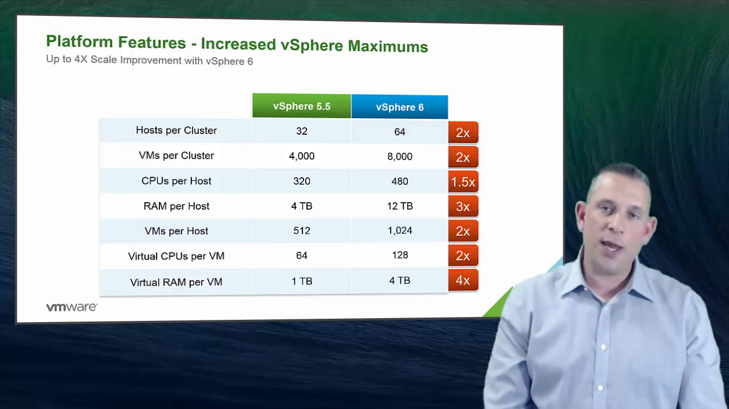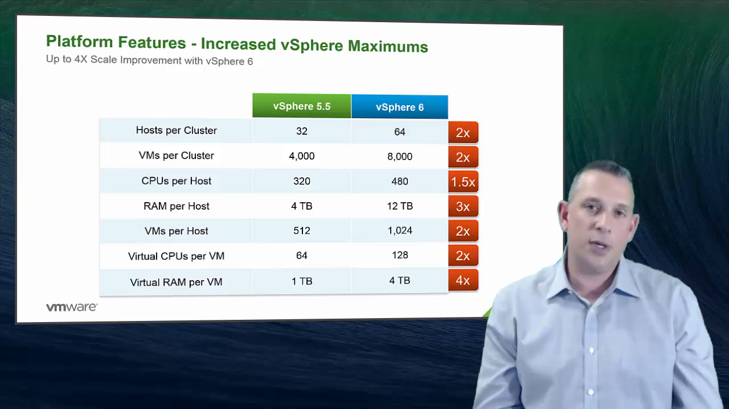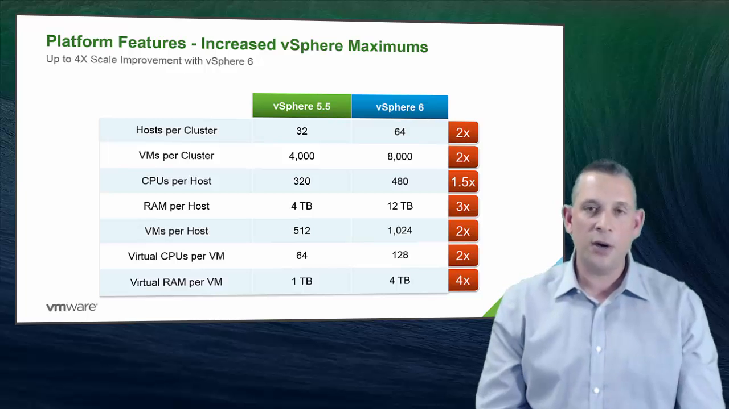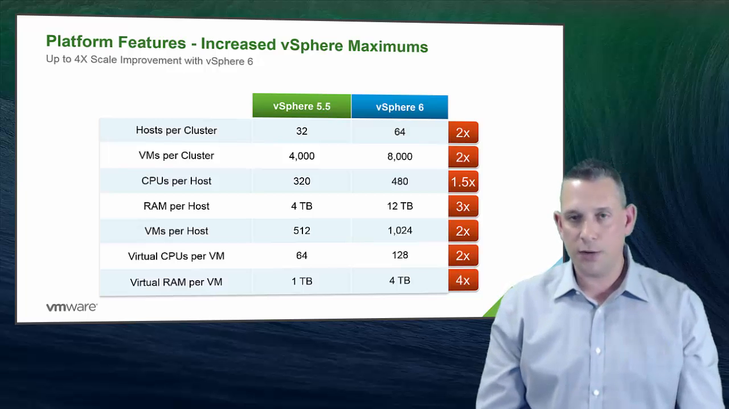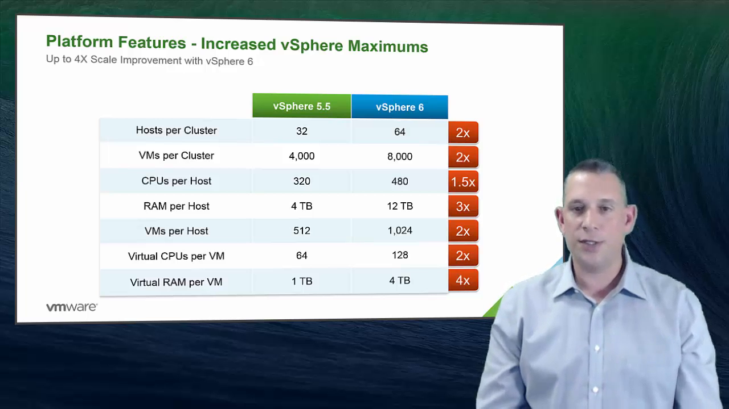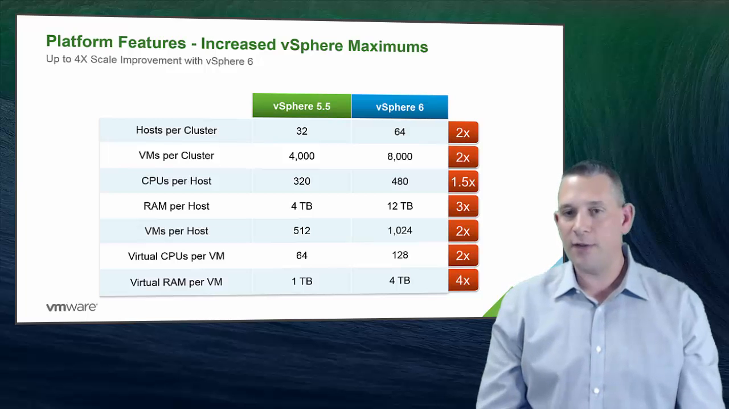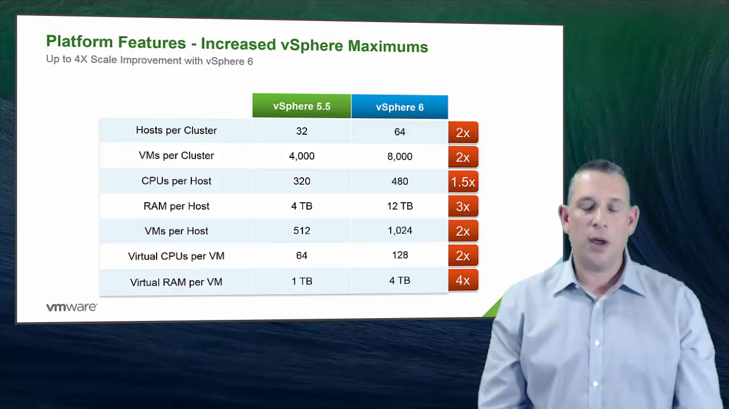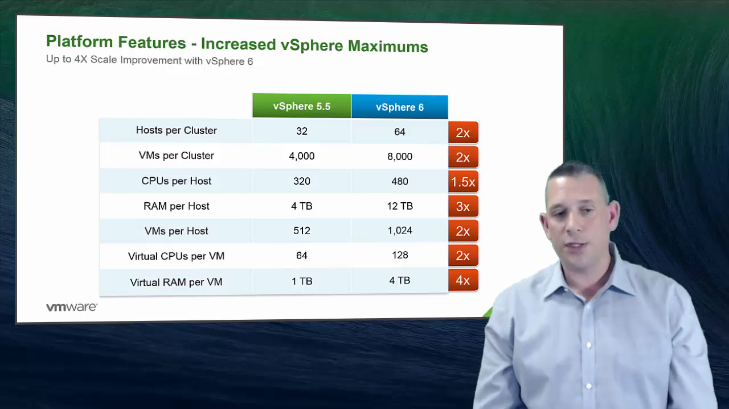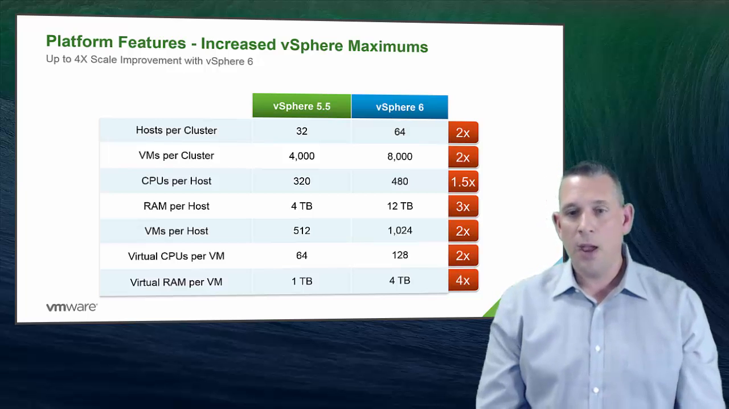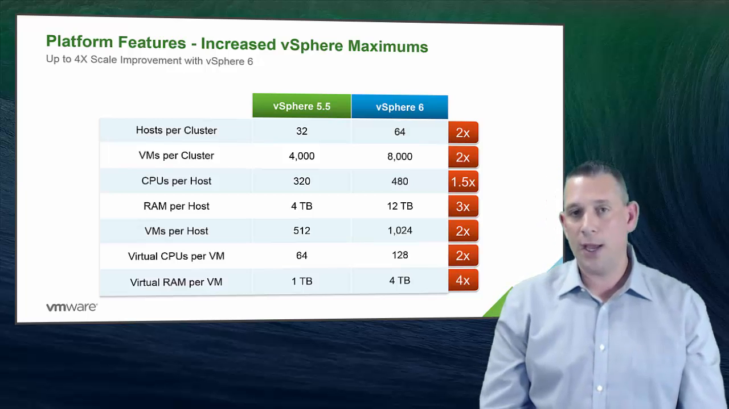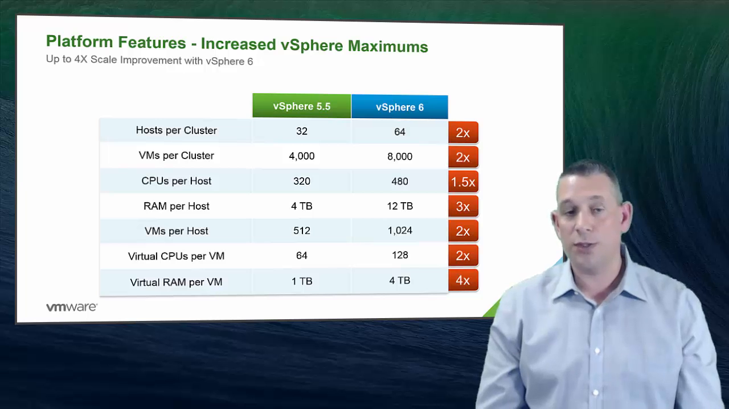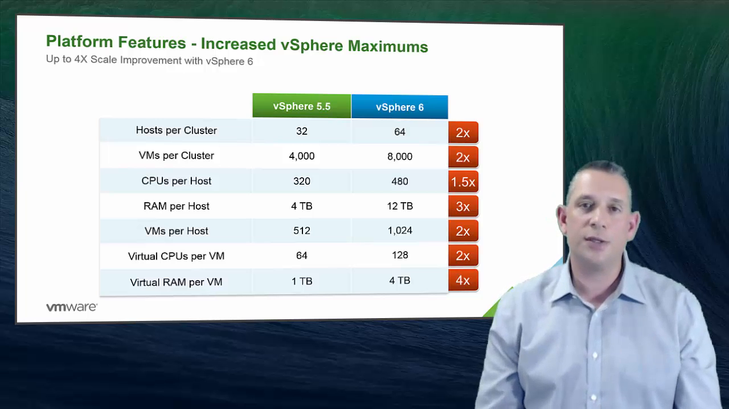And of course, with any increase of vSphere and vCenter, our maximums are always increasing with any of our products, as you see here, going from 5.5 to 6. For the most part, we've at least doubled most of our maximums. There are a few that we've done more than double, such as your virtual RAM per VM, and there's only one that we didn't at a minimum at least double, which was, of course, your CPUs per host. So this just gives you some of your maximums here for vSphere 6.